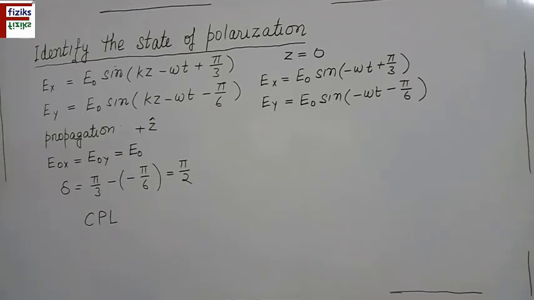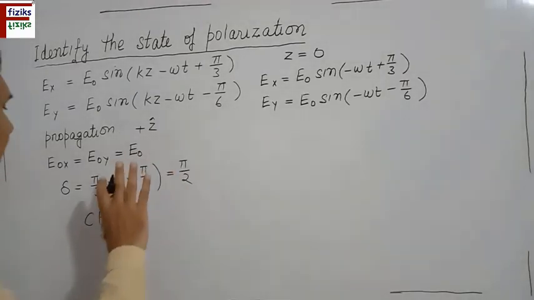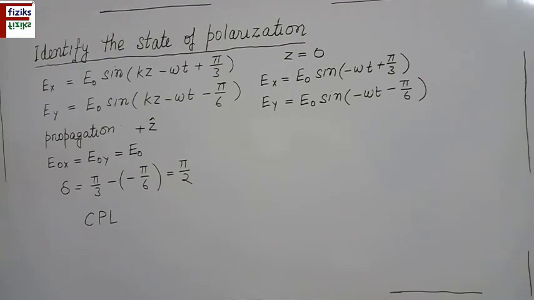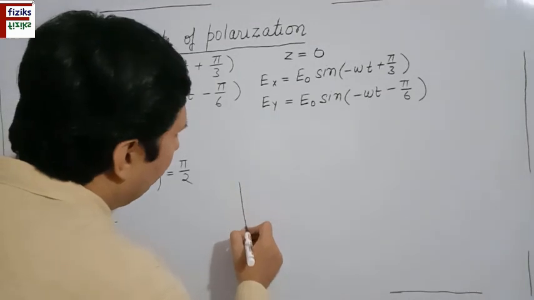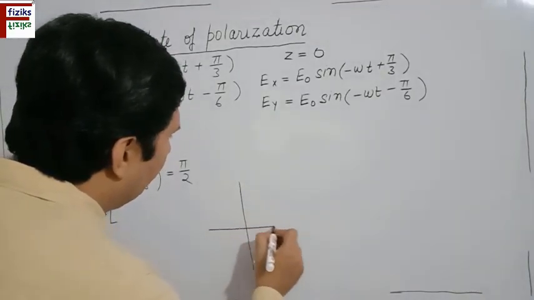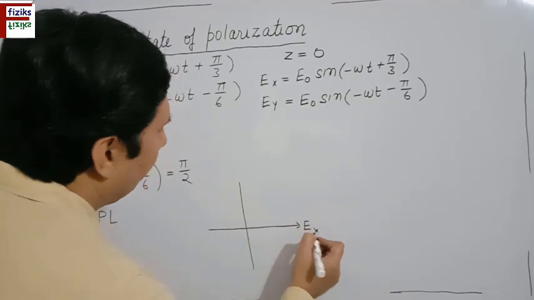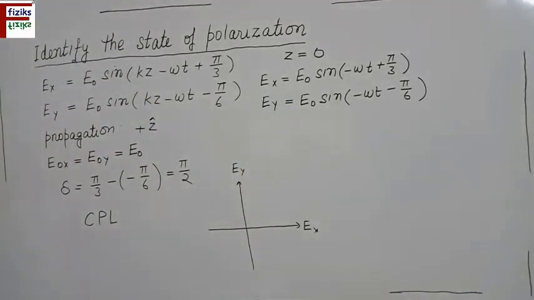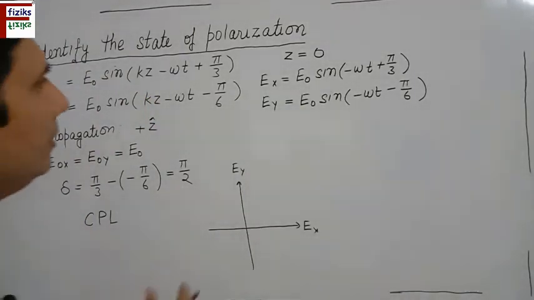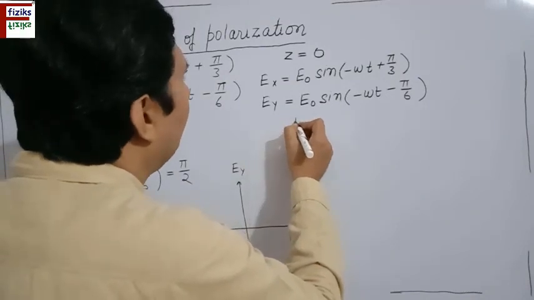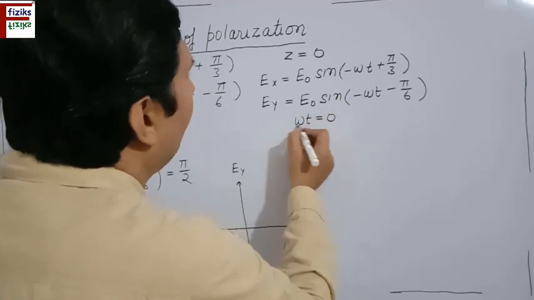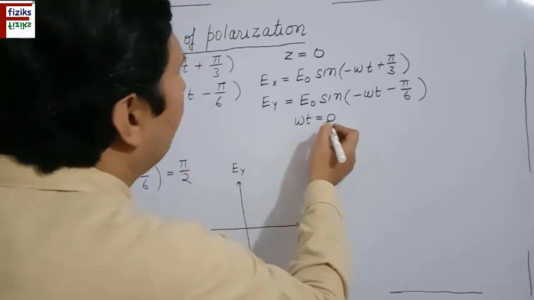Now first we will try to find out the state of polarization, left or right circular polarization of this CPL, with the help of a plot between the Ex and Ey components of the electric field. On this axis we have Ex, on this axis we have Ey, and we will plot Ex and Ey at two different times. First I am choosing t equal to 0, that is omega t equal to 0. Omega t is a normalized time.